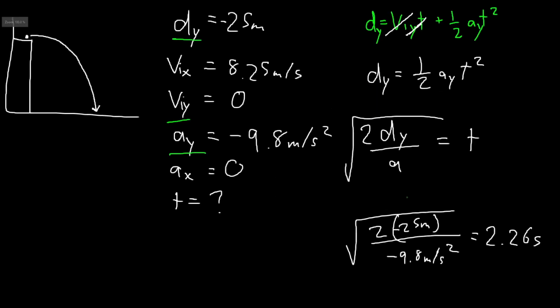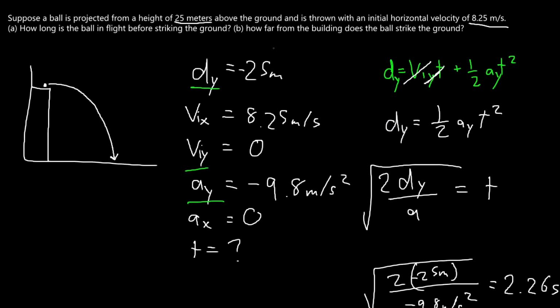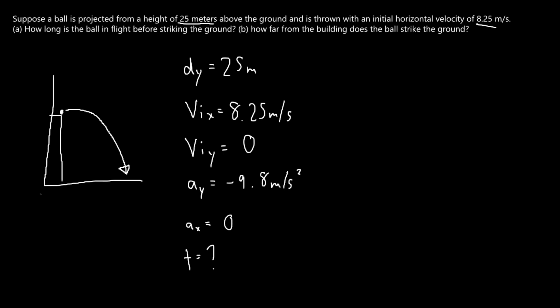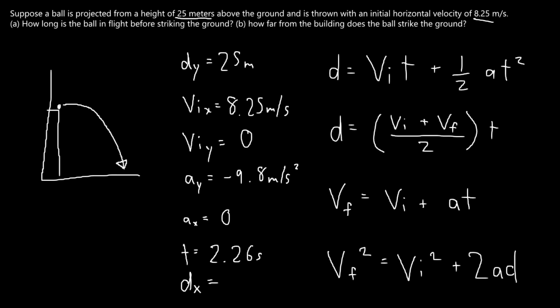Now we can go on to our second question. How far from the building does the ball strike the ground? This is what we're trying to find out, and that is distance x. Let's put that here. Well, we already know what t is, so we can write that down now. With the formulas that we have, let's now choose another one. But this time, since we're looking at the distance x, we also have to use the x components.